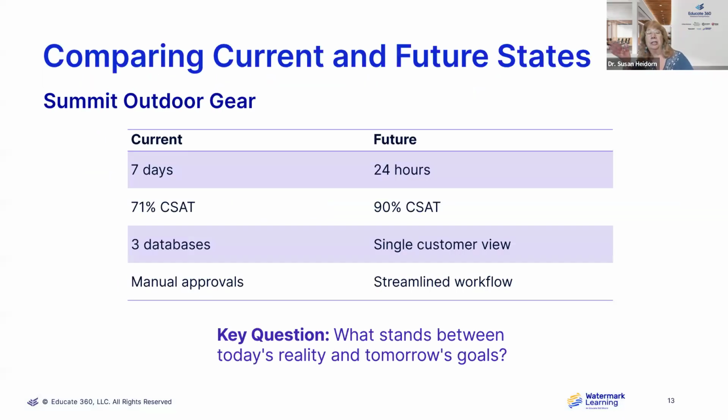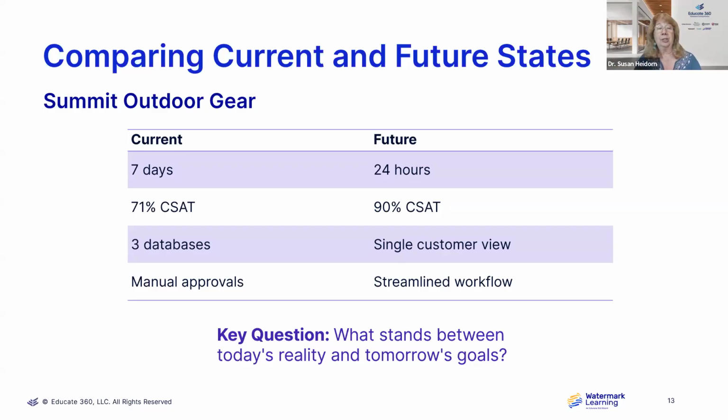So looking at current state and future state, this is where you can really start seeing the difference, right? That gap analysis starts being a little bit visible here. So going back to Summit Outdoor Gear, the current is 7 days. Okay, so we did all the metrics. We looked at it and said, okay, current is 7 days. Future, we want it in 24 hours.